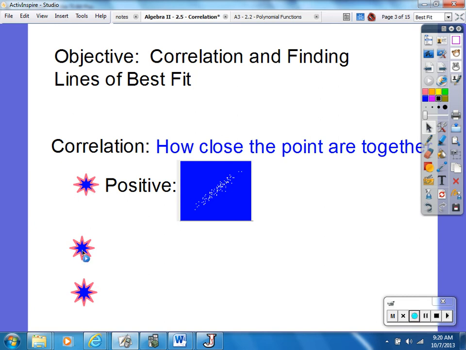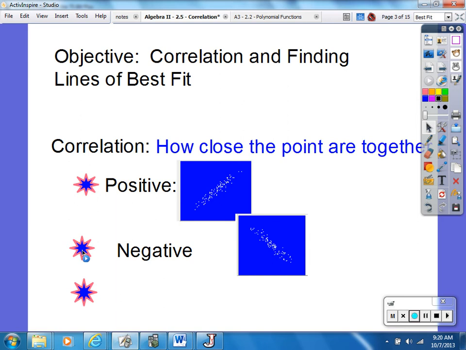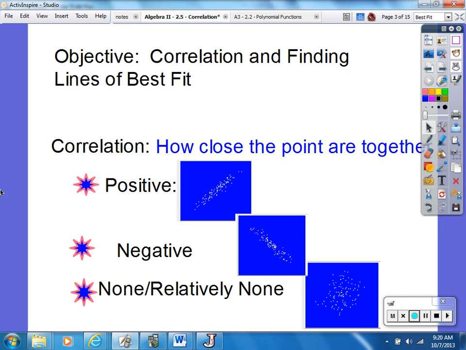Well, the opposite of positive is negative. Again, pretty close together and pretty close to forming a line. And the third type of correlation that you need to know is relatively none. And that is where the points are all spread out. And even though, if I look at this, I kind of see a trend that I could draw a line right here and it looks like a positive line, right? But they're still very spread out. So in that case, you want to say relatively none.